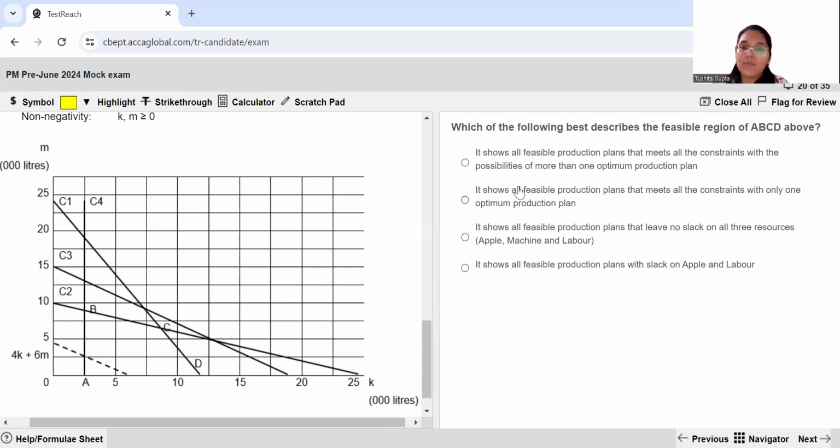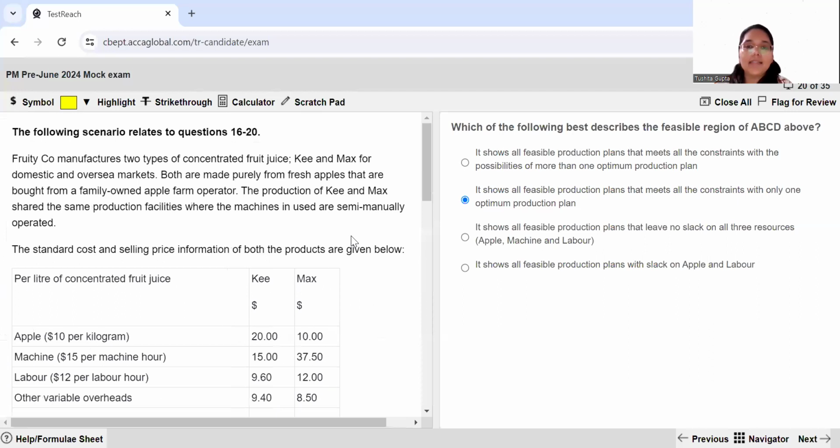Let us go statement by statement. It shows all feasible production plans that meet all of the constraints with the possibility of more than one optimum production plan. No, whatever your optimum production plan, whatever feasible area that you are identifying, there will be only one optimum production plan. So let's see which statement says it shows all feasible production plans that meet all the constraints with only one optimum production plan. Optimum production plan means the place where you are maximizing your profits. Where you are maximizing your profits is only going to be one place, one production plan. So this is what you are going to answer over here.